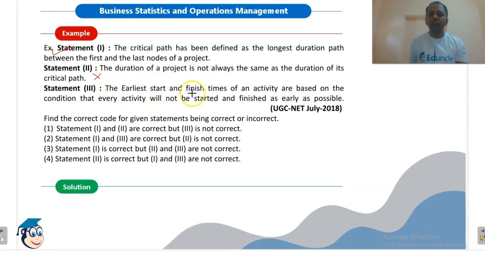The earliest start and finish time of an activity are based on the condition that every activity will not be started and finished as early as possible. No, this is also wrong. It depends on the starting and finish timing of the nodes. This we have already discussed when we discussed the activity timings. So only statement 1 is correct. Statement 1 is correct, but statements 2 and 3 are not correct. So this is the right answer.